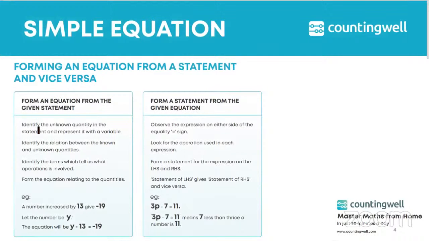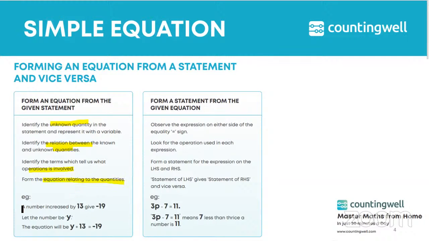Now let us see how to form an equation from a statement and vice versa. To form an equation from the given statement, we follow the steps as given here. First, you have to identify the unknown quantity in the statement and represent it with a variable. Then you have to identify the relationship between the known and the unknown quantities. And then you have to identify the terms which tell us what operation is involved. And at the last, you have to form the equation relating the quantities.